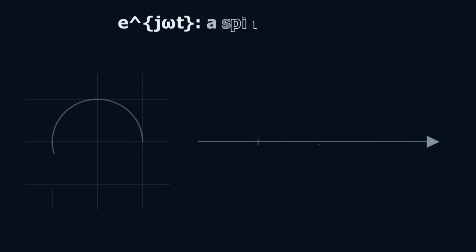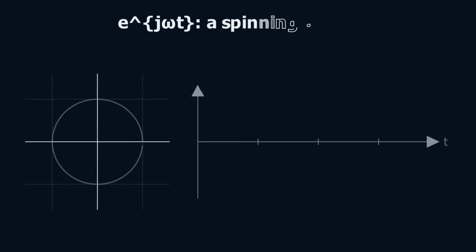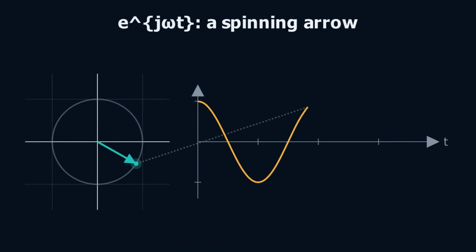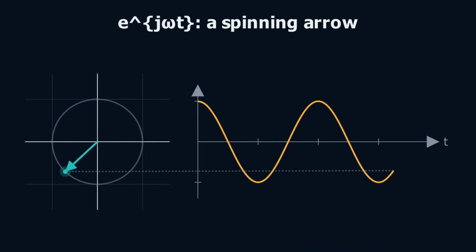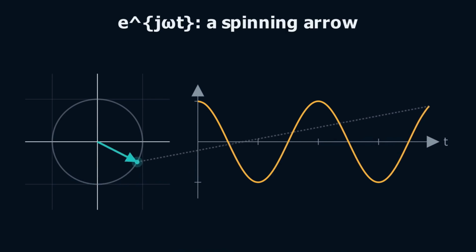Now replace the fixed angle theta with omega t, an angle that grows with time. E to the j omega t is an arrow spinning at omega radians per second. As the arrow spins, watch its horizontal shadow. Plotted against time, the shadow draws a cosine. A sinusoid is not a wiggle, it is a rotation, viewed edge-on.